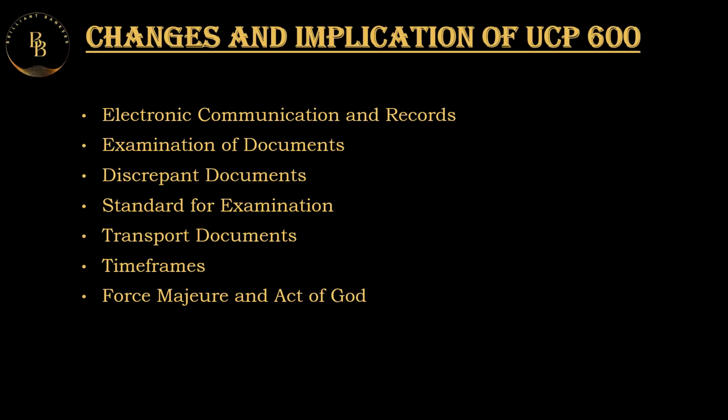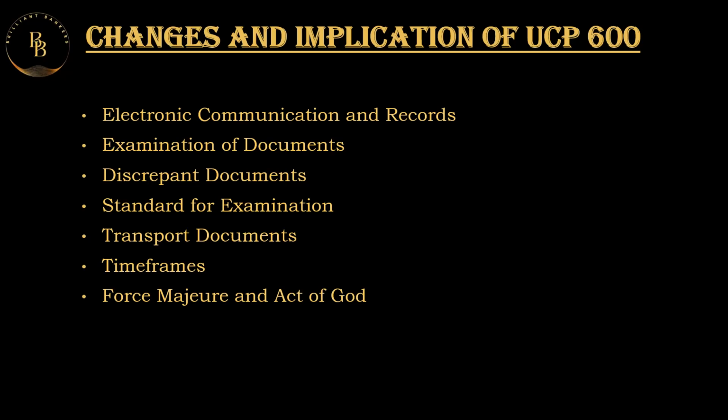Discrepant documents. The change that was brought in: UCP 600 provided clear options for the issuing bank in case of discrepancies. They could either reject the documents outright or seek the applicant's consent to accept them despite the discrepancies. The implication for the bank was that they needed to be more transparent in the handling of discrepancies and communicate effectively with both the beneficiary and the applicant. This helped in resolving the issues more efficiently.